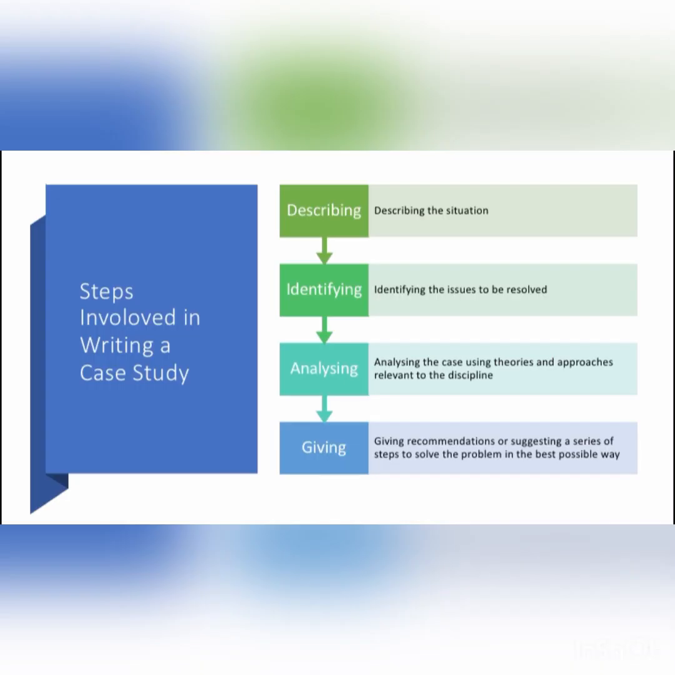Which are the steps involved in writing a case study? Describing, identifying, analyzing, and giving. Describing the situation, identifying the issues to be resolved, analyzing the case using theories and approaches relevant to the discipline, and giving recommendations or suggesting a series of steps to solve the problem in the best possible way. These are the 4 steps involved in writing a case study.